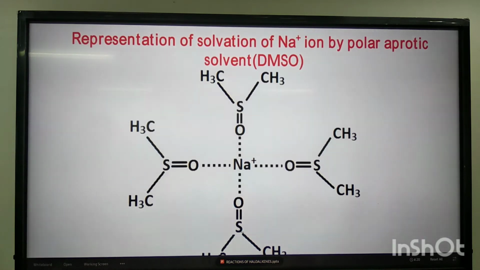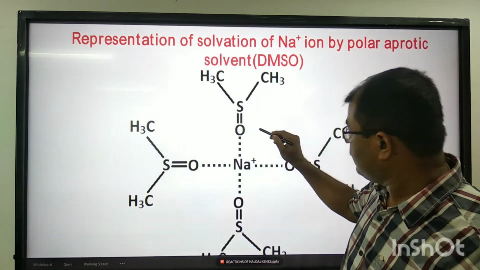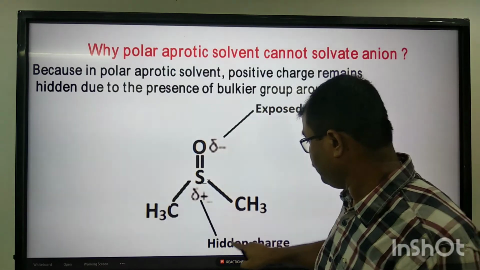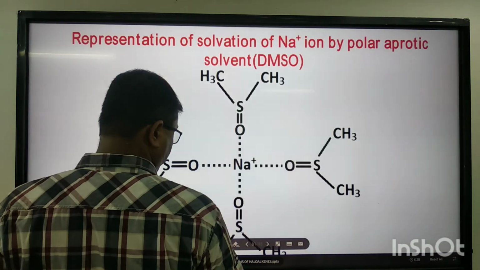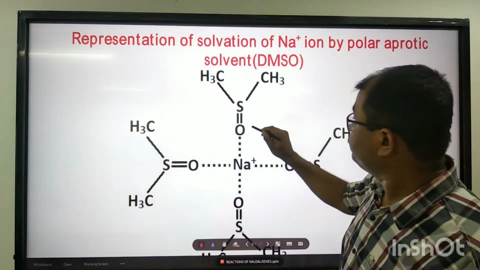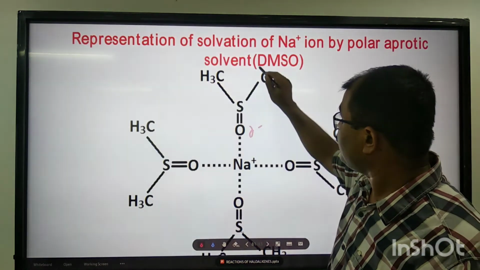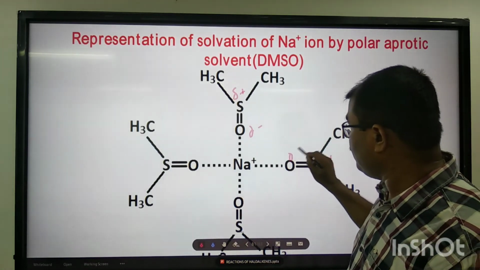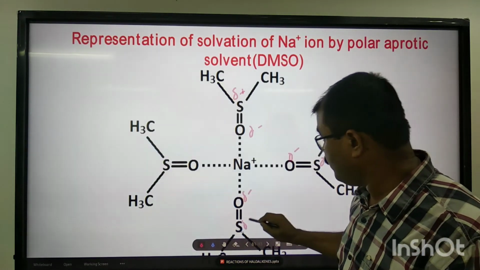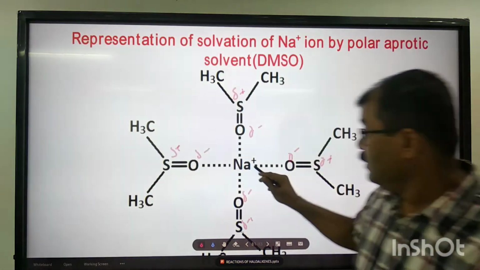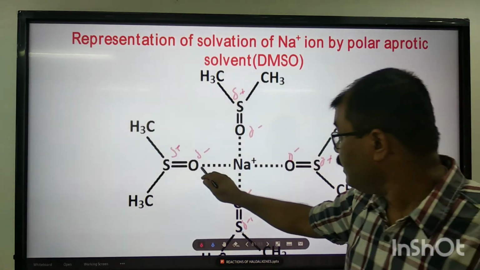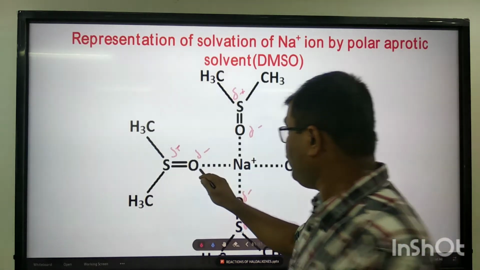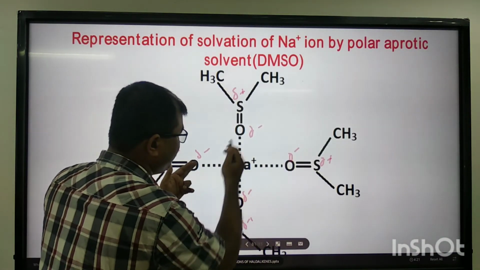See this. I am showing the representation of the solvation of Na plus ion by polar aprotic solvent. This is DMSO. This is negative, this is positive. Negative, positive, negative, positive. So Na plus ion is attracted to the O minus end.